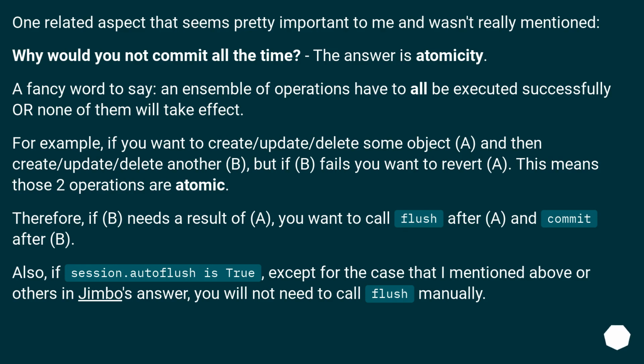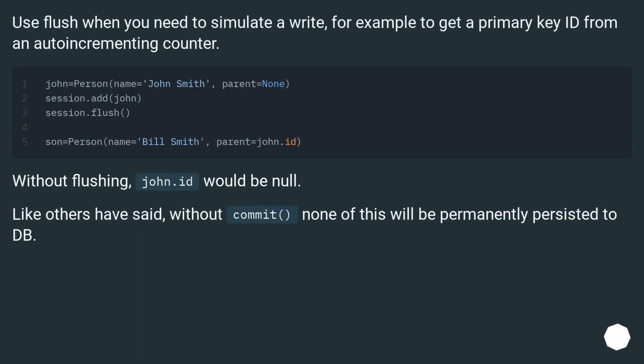Also, if session.autoflush is true, except for the case that I mentioned above or others in Jimbo's answer, you will not need to call flush manually. Like others have said, use flush when you need to simulate a write, for example to get a primary key from an auto-incrementing counter. Without flushing, it would be null. Without commit, none of this will be permanently persisted to the DB.